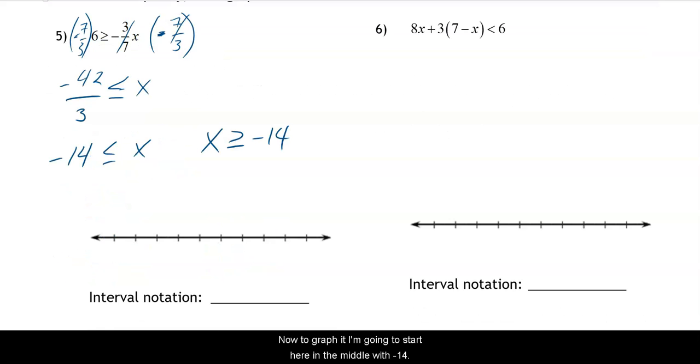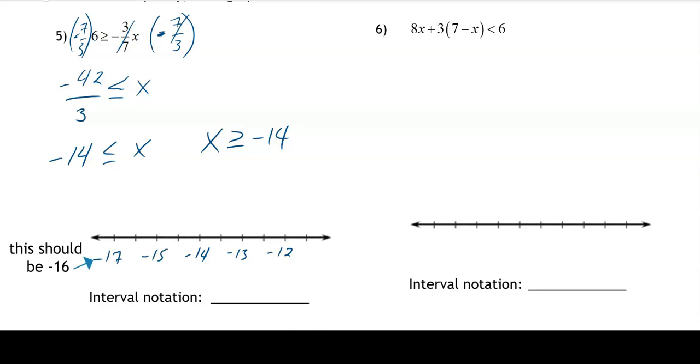Now to graph it, I'm going to start here in the middle, negative 14, and since these are kind of close together, I'm going to skip, so then negative 13, negative 12, and go in the other direction, negative 15, negative 17. Remember, with negatives, they go in the reverse order. Okay, so x is greater than or equal to negative 14 would be a bracket, and then shade going to the right.